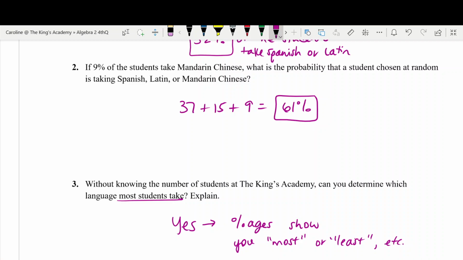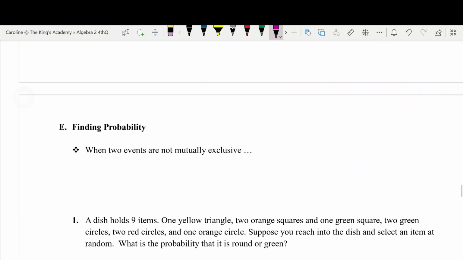Oh, I see what you're saying. I think this question's more ambiguous than that. It's just a matter of you don't need to know the number of kids, a percentage would just make it out of 100 and you could answer that. You could say yes. This is a vague question. What language do most students take? It's just asking if it's possible. Could you determine that?